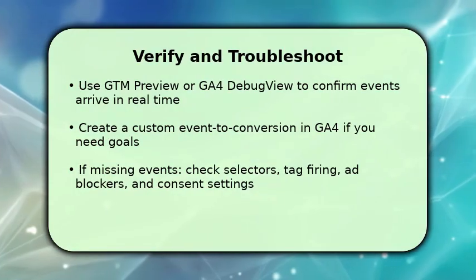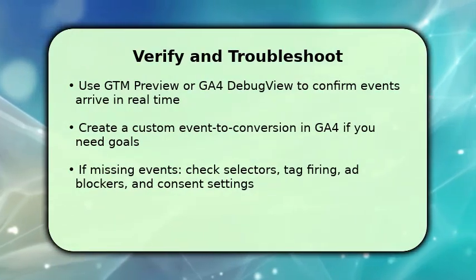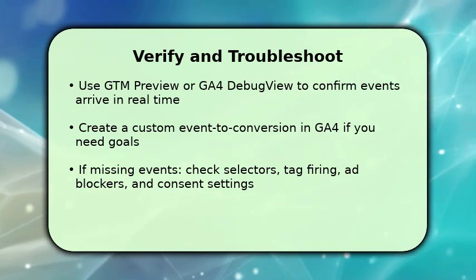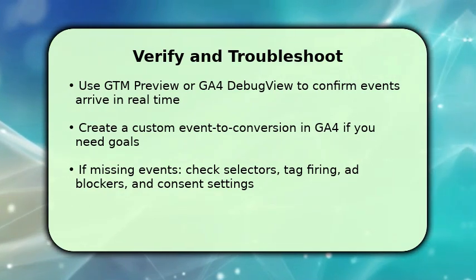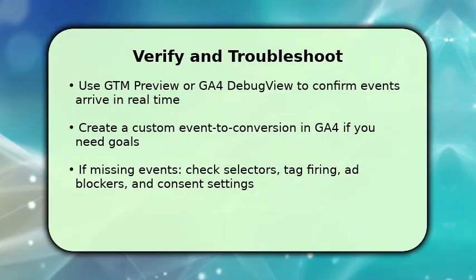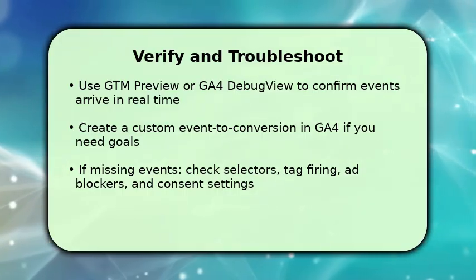Now verify. Open GTM Preview or GA4 Debug View and click tracked links. You should see click link events with parameters. Once confirmed, mark the event as a conversion if you need reporting.